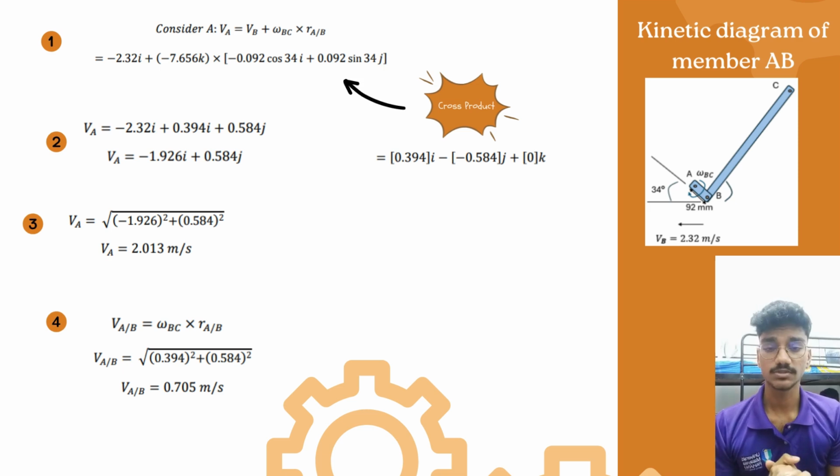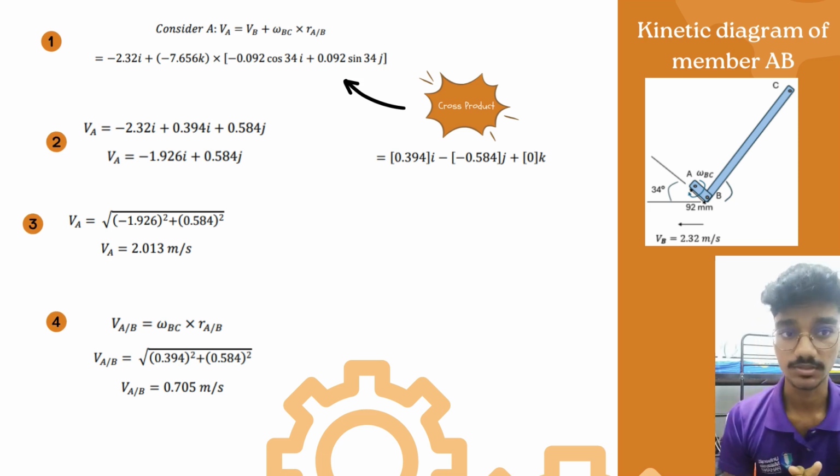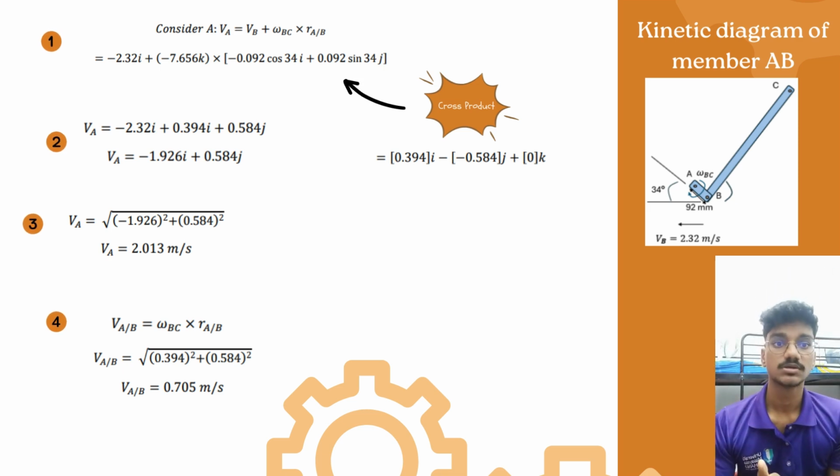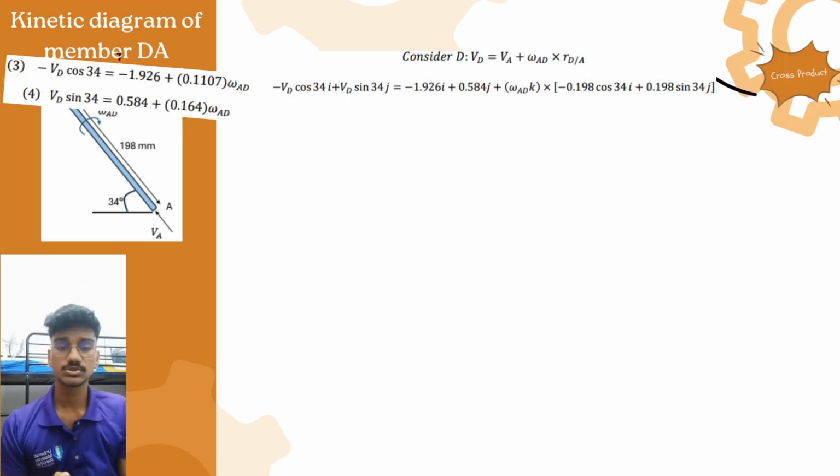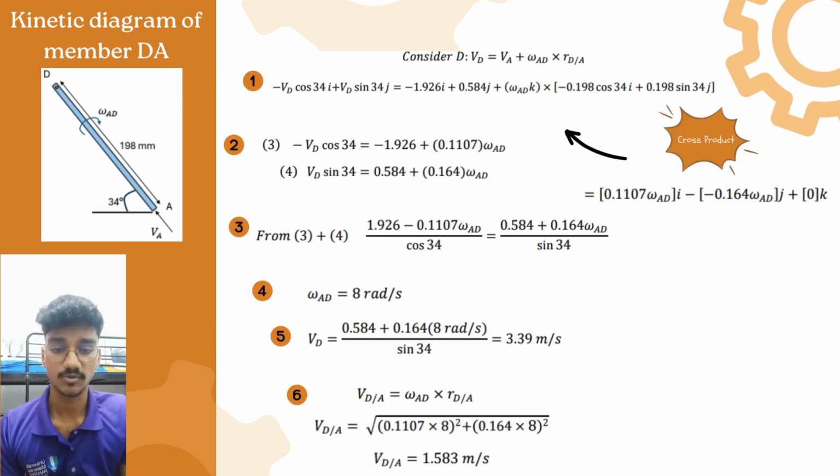Now we will find the magnitude of velocity A, and the answer will be 2.013 meter per second. And then finally we will find the magnitude of velocity AB, and the answer will be 0.705 meter per second. Now let's look at the connected diagram of member DA.